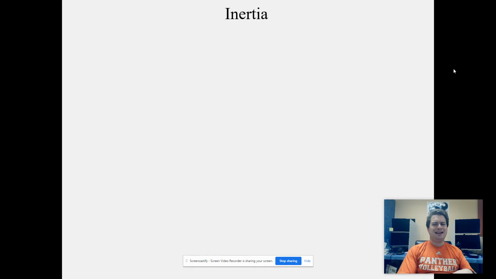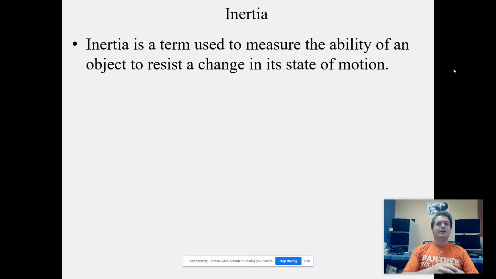Inertia. If you watch Bill Nye the Science Guy, there's always a point where it says inertia is a property of matter. Well, what does that mean? It's a term used to measure the ability of an object to resist a change in its state of motion. So what is a state of motion? Whatever you're doing right now, as long as it's constant, that is your state of motion. Right now, I'm sitting. I am at rest. This is a constant state of motion.